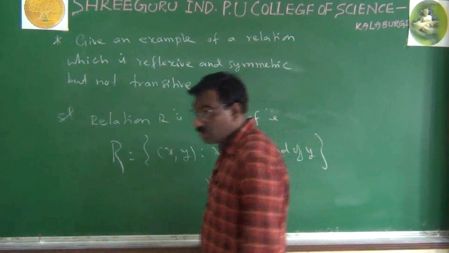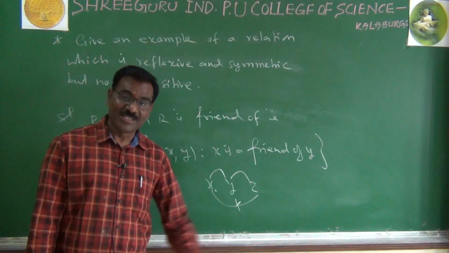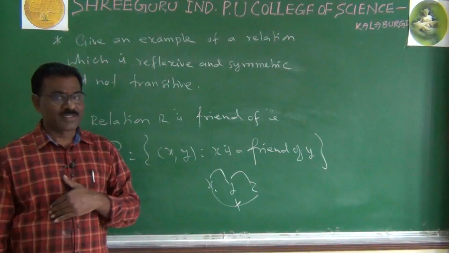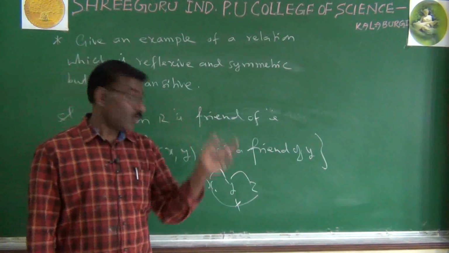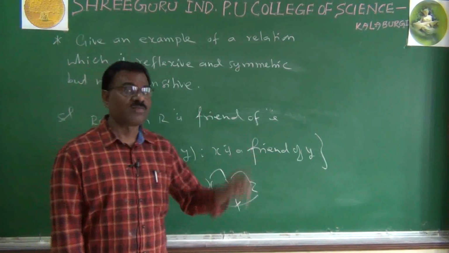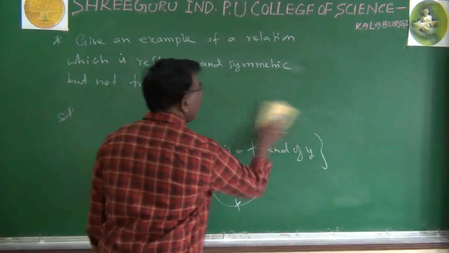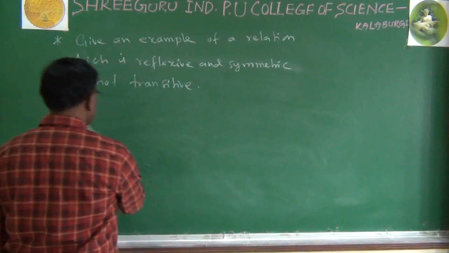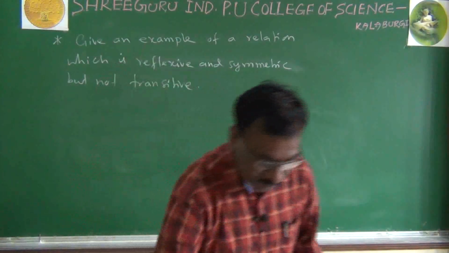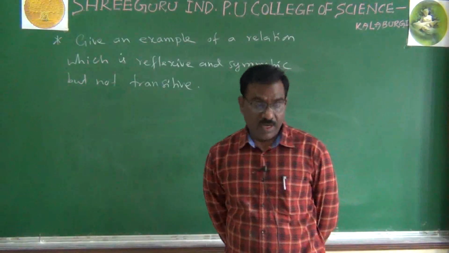Followed or not? Tell me, X is a friend of X? Yes, a friend itself is a friend. X is a friend of Y, Y is a friend of X. But X is a friend of Y, Y is a friend of Z, but not X is a friend of Z. Okay, this is the third example. What is the example? Relation R is "is a friend of".